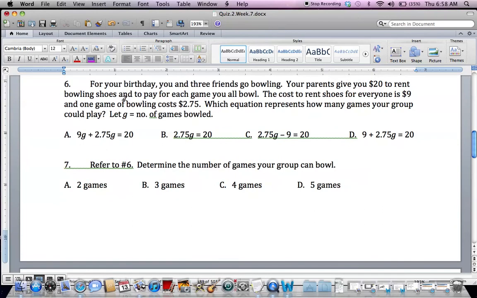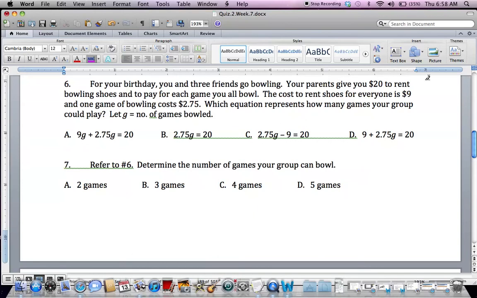Number 6, for your birthday, you and 3 friends go bowling. Your parents give you $20 to rent bowling shoes and to pay for each game you all bowl. The cost to rent shoes for everyone is $9, and one game of bowling costs $2.75. Which equation represents how many games your group could play? Let G equal number of games bowled.